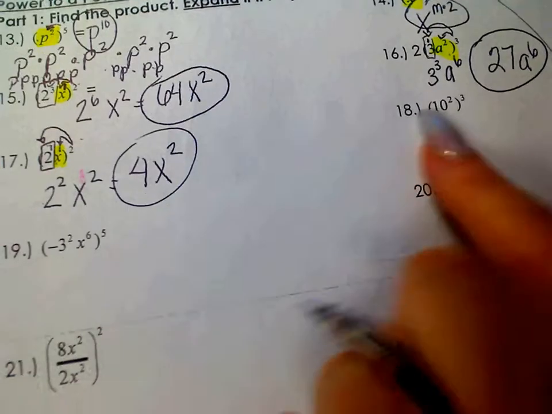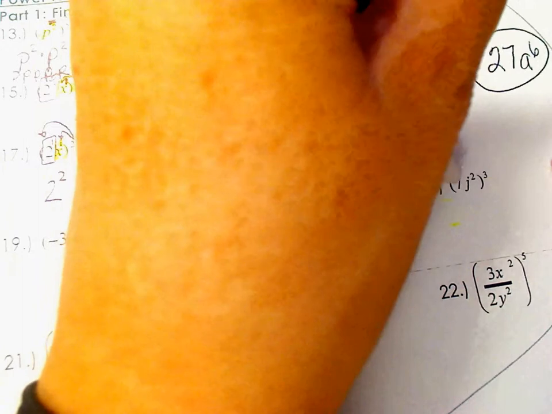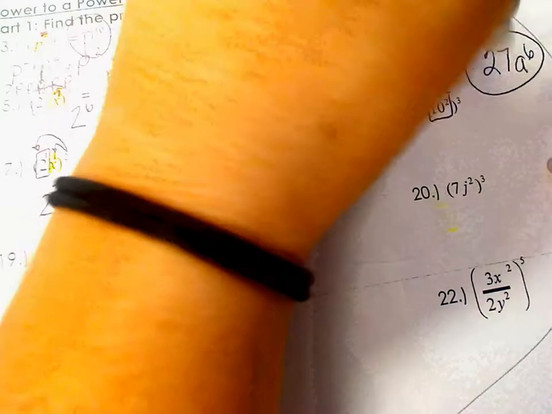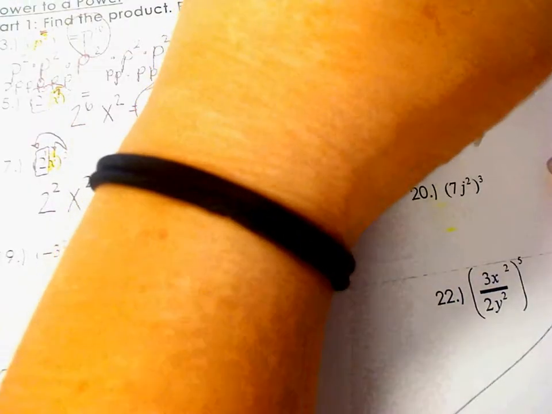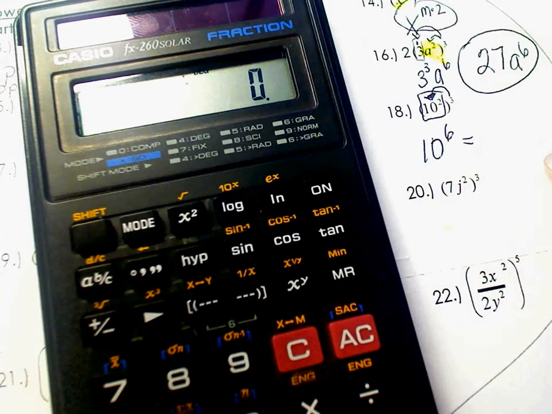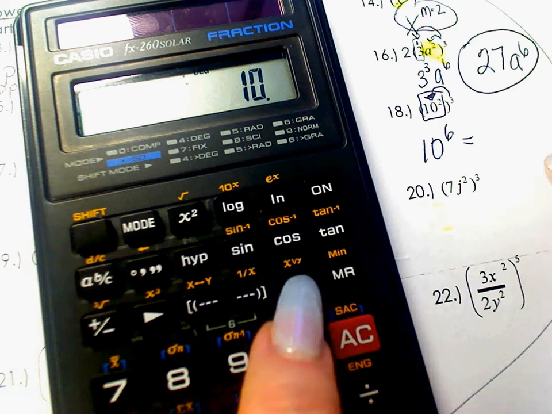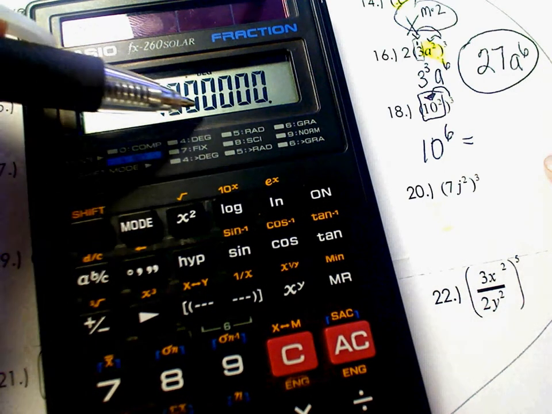Okay, 18. We just have a window here. 10 to the second power raised to the third power, you only do 1 arrow for this one. So that would be 10 to the 2 times 3, sixth power. That's going to be a big number. So we have 10, exponent 6, and that's 1 million.